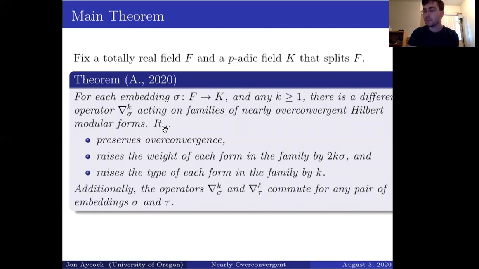One final thing that's important is that if you have two different embeddings, sigma and tau, then nabla sigma and nabla tau are going to commute with each other, and that's going to make their powers commute with each other as well.